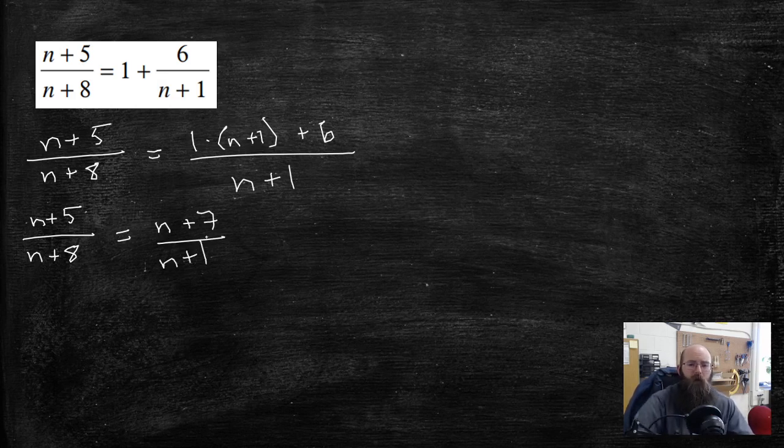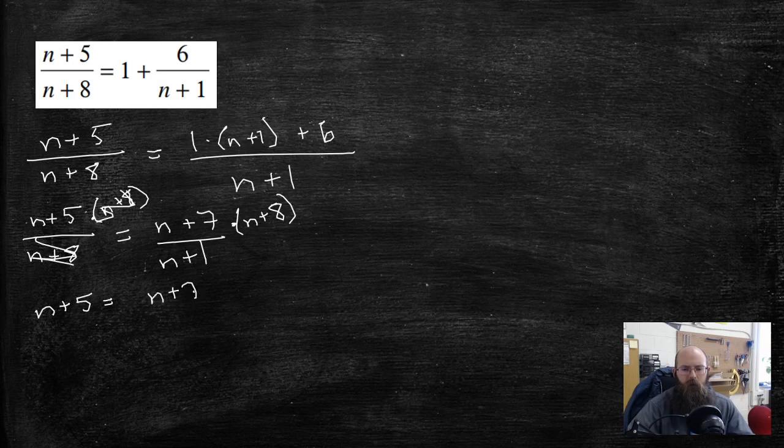Okay, now I'm going to multiply by the denominator on my left side. So I'm going to multiply by n plus 8. It cancels on my left. So now I have n plus 5 equals n plus 7 times n plus 8 all over n plus 1. Now I'm going to multiply by the n plus 1.